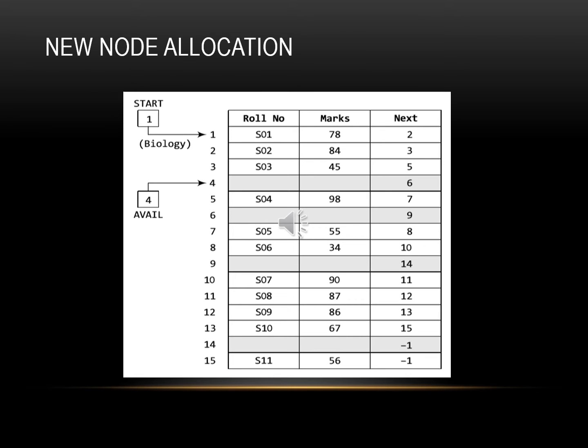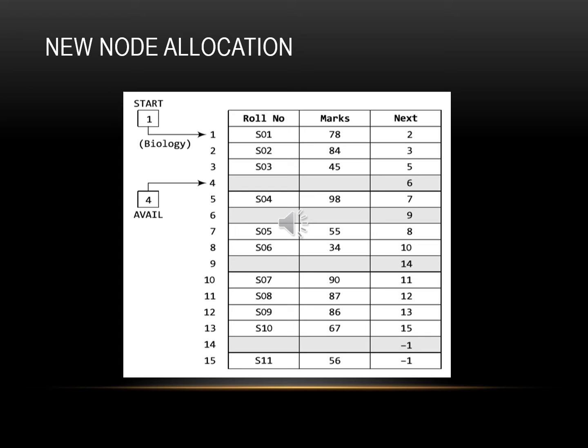Now before we move on further, let us first understand what happens when a new node is allocated in the linked list. As I have already said, in a linked list, in the data part, you can also store a structure. So here in this table, in the data part, there are two fields, roll number and marks, and the next part contains the address. There is a start pointer which points to the first roll number, followed by 2, that means the second roll number, followed by 3, which is the third roll number, followed by 5 because it is next present in memory location 5, and so on.